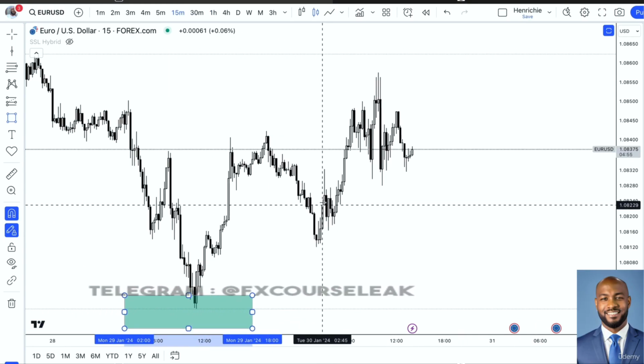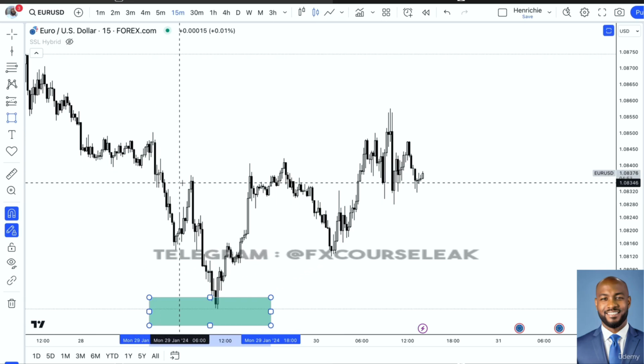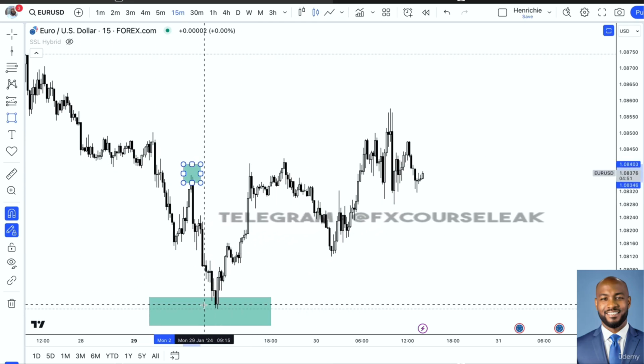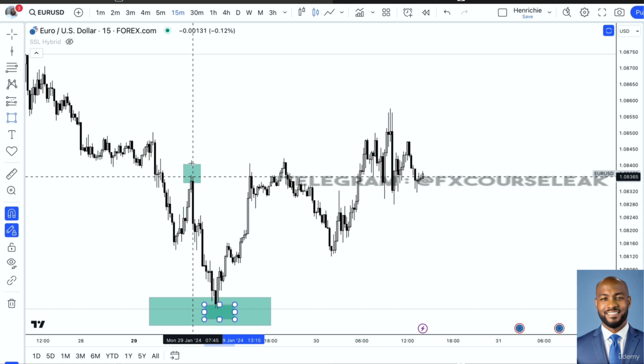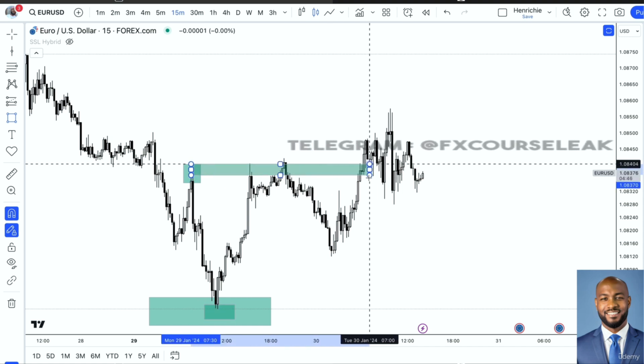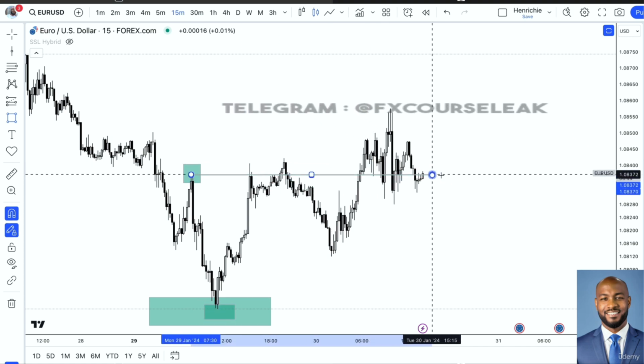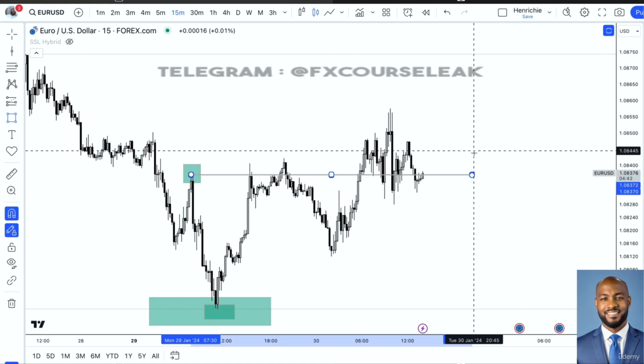And the moment I saw price break structure right here, you can see the high and then this low, and then right here was a break of structure. So you can see that very clearly. This was the break of structure.